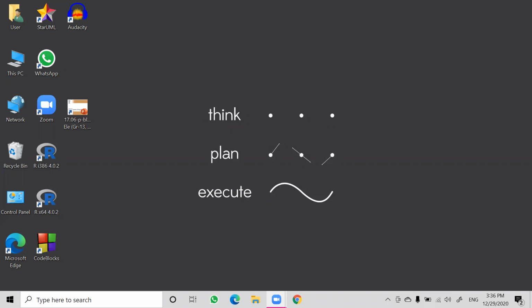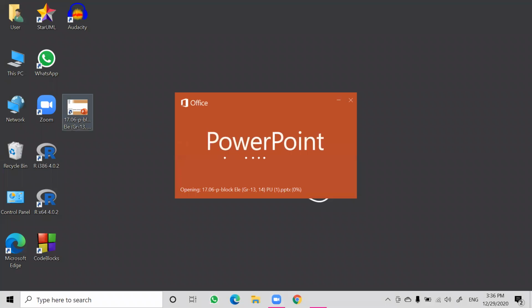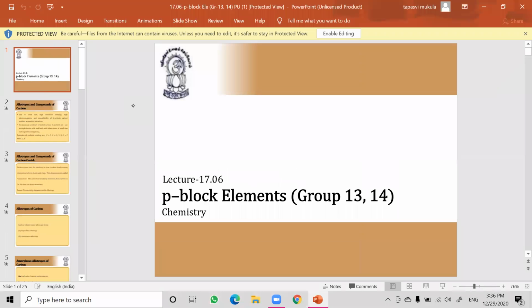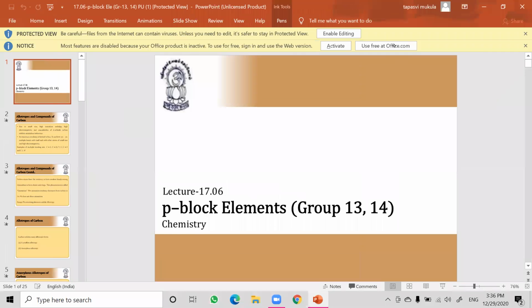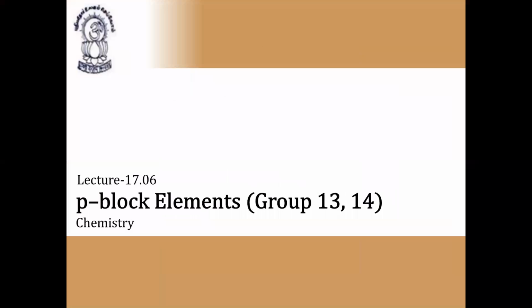Now we are in group 14 elements. In this lecture, we are going to learn more about group 14 elements. So please listen carefully, all of you. Let us start group 14 elements. Second lecture, group 14, and in P block, fifth lecture. Let us start now.